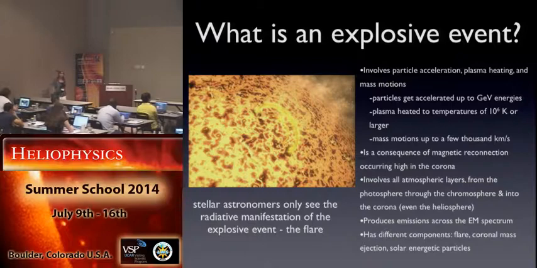An important point to remember for the rest of this talk, actually, is that when we stellar astronomers talk about these eruptive events or explosive events, what we observe is the radiative manifestation of that. We observe the flare. I'll talk about this in a little more detail. But of all these processes that are occurring, we can only really investigate one component in detail. That's the flare. That's what we have observational constraints on.